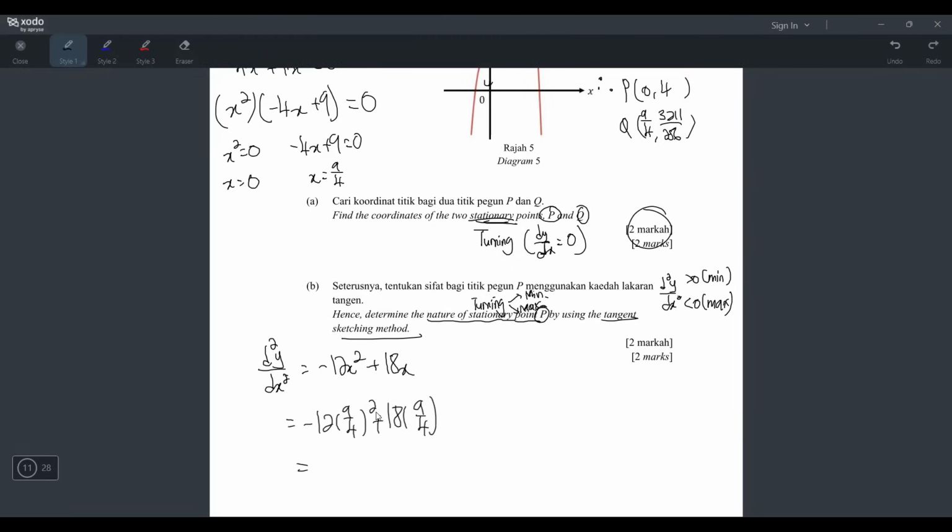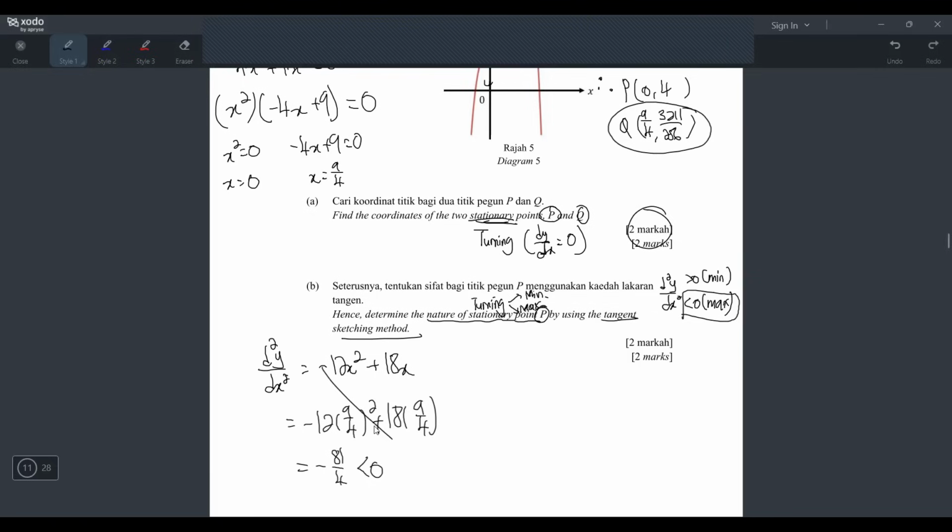My calculator gives me negative 81/4, but the value is not important. What's important here is the sign, whether it's positive or negative. So it's negative. Negative means what? Smaller than 0, so maximum. It means this whole point is a maximum point, because when you substitute the 9/4 inside, you are testing for the whole point. So Q is the maximum point.